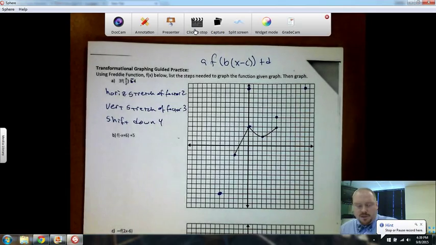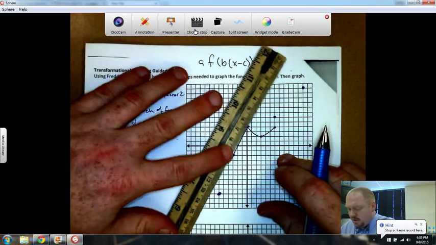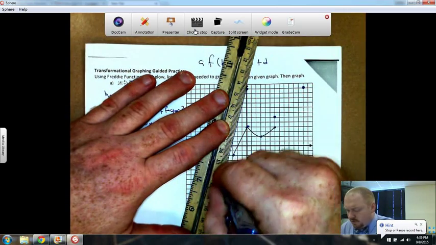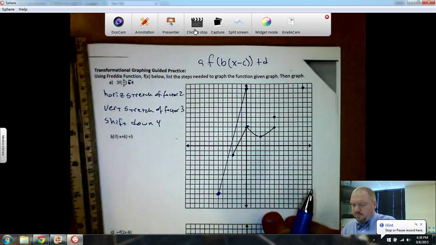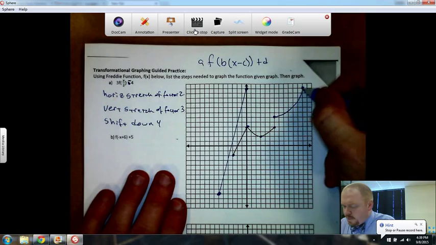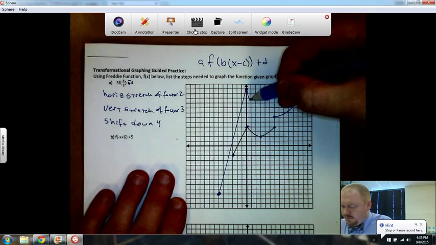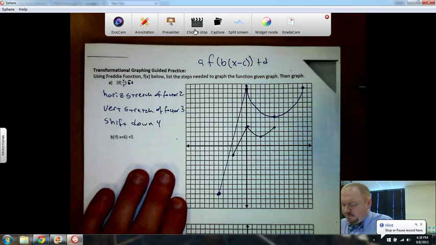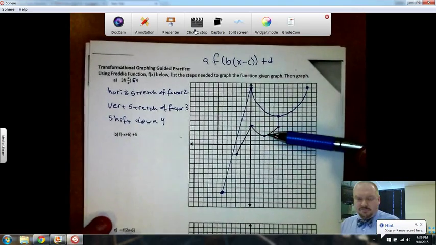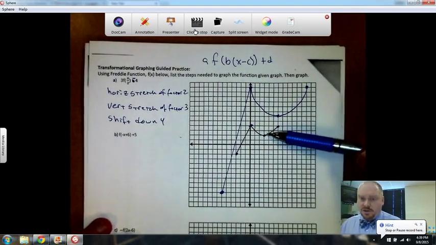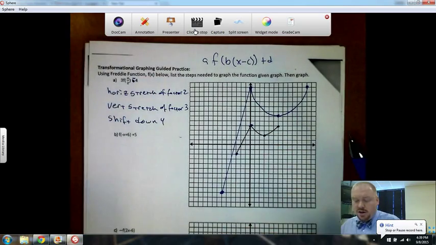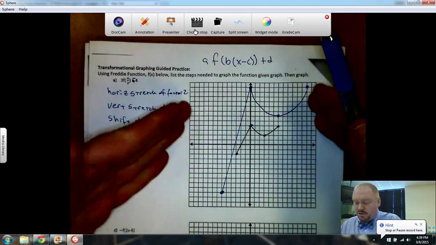So I'm going to connect these first 2 points using a straight edge. Then I'm just going to curve this up and this one down. So that is this graph with a horizontal stretch of 2, so it's a little bit wider, a vertical stretch of 3, so it's taller, and a shift down of 4, so then it's moved down 4 places.